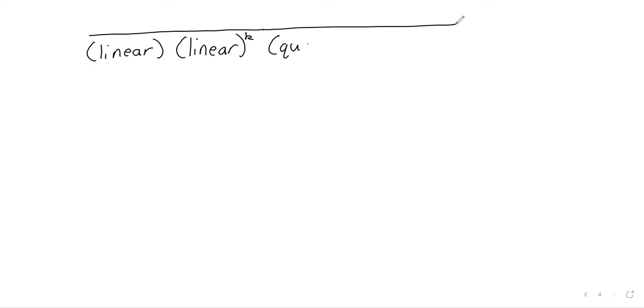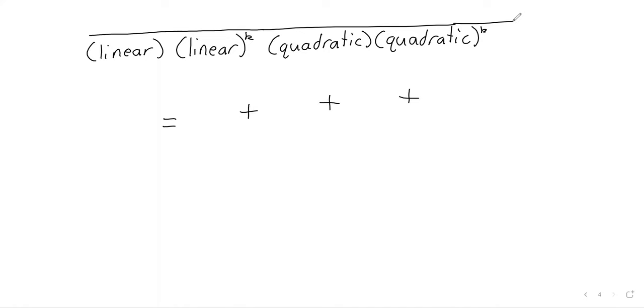The point is that when you factor the bottom, you can get linear terms. You can get linear terms raised to powers. You can get quadratic terms. You can get quadratic terms raised to powers. And when we do the partial fraction decomposition, this product in the denominator turns into a sum.